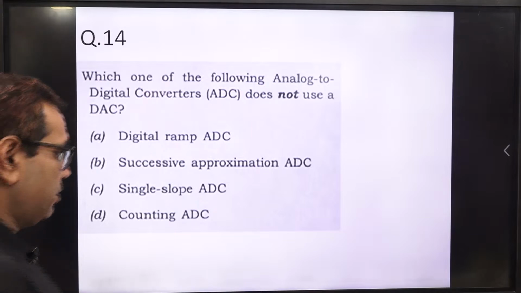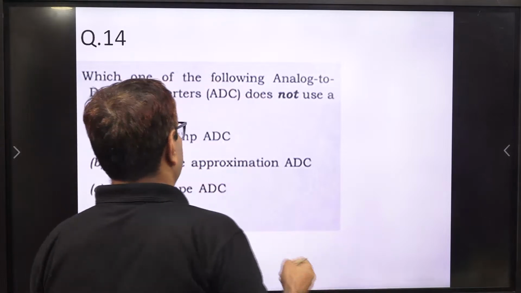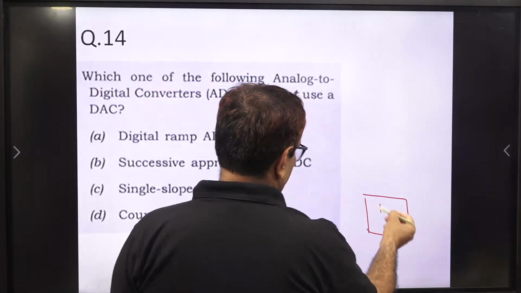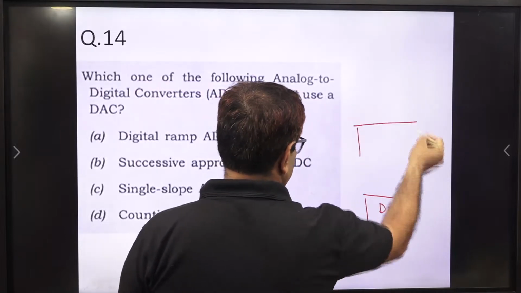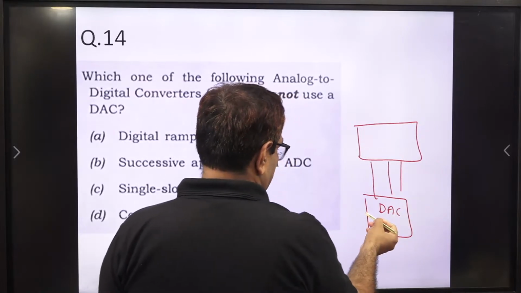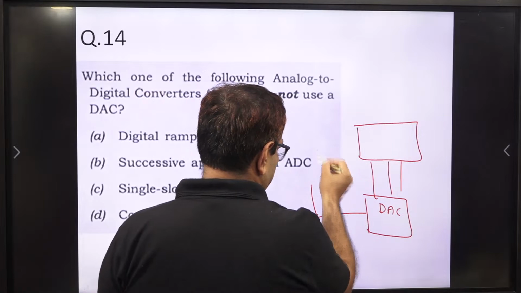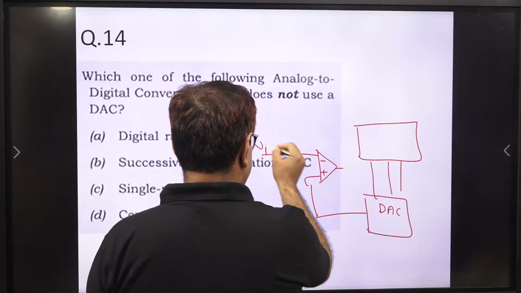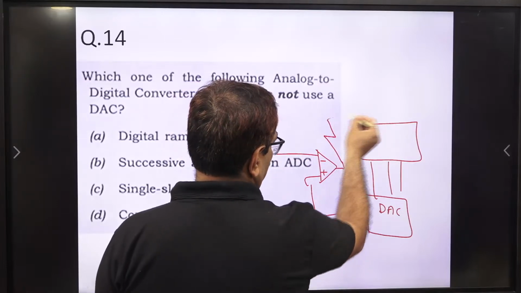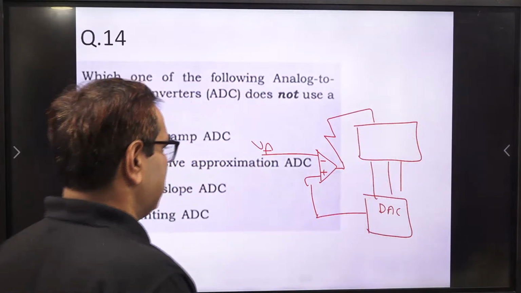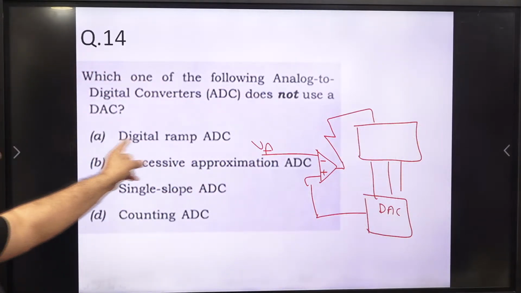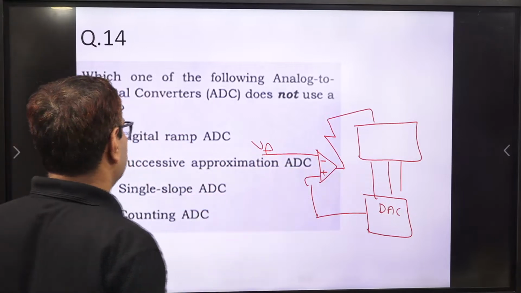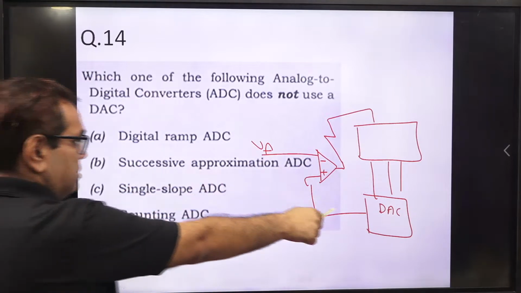If I draw a simple block diagram of an ADC, in an ADC we have a D to A converter as an integral part. We have some special register or counter here. The output of the DAC is given to a comparator circuit, and then the analog input is applied here, and then using some logic we convert it. This is the general block diagram. So in a digital ramp ADC, or counter type ADC, we use a DAC. In a successive approximation ADC also we use a DAC.